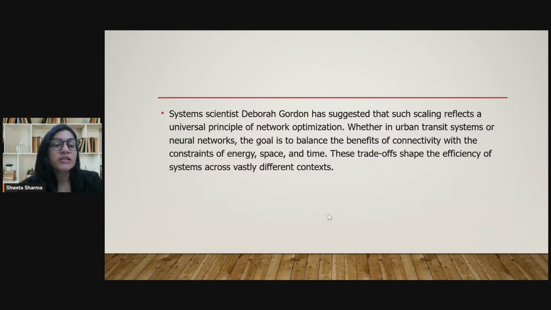Okay, so the entire thing we're talking about is how the neurons are connected, right? The connectivity between the neurons. And then Deborah Gordon has suggested that such scaling reflects a universal principle of network optimization. Whether in urban transit systems or neural networks, the goal is to balance the benefits of connectivity with the constraints of energy, space, and time. And these trade-offs shape the efficiency of systems across vastly different contexts.